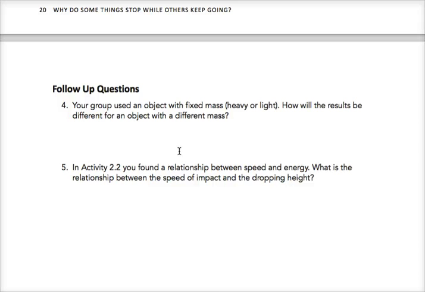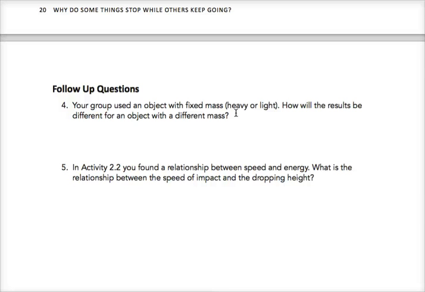Now the follow-up questions. Number 4, your group used an object with fixed mass. In this, we actually used a heavy can, which was 425 grams. How will the results be different for an object with a different mass? So how will the results change if we used a can of 125 grams instead of 425 grams? What would happen if we used one that had 600 grams or 800 grams or 1,000 grams? Or what would happen if we used a smaller, lighter can? How will the results be different for an object with a different mass? Go ahead, pause the video and please answer this question.